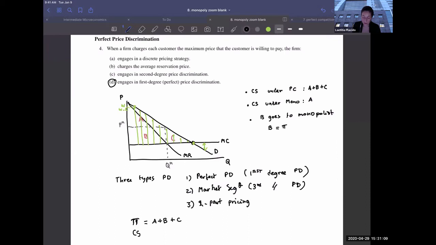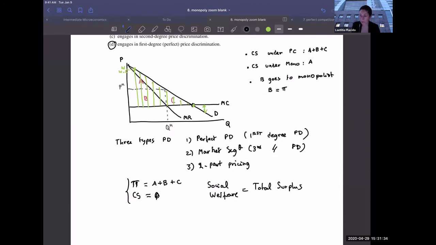I'm going to add that consumer surplus is 0. So what about total welfare? Social welfare, I don't know if you know that expression, but that's the same as total surplus. So what about social welfare here? Well, it's maximized. Total surplus is consumer surplus plus producer surplus. That's 0 plus A plus B plus C. And there's no way to further increase the social welfare.